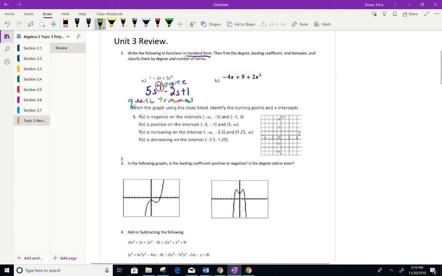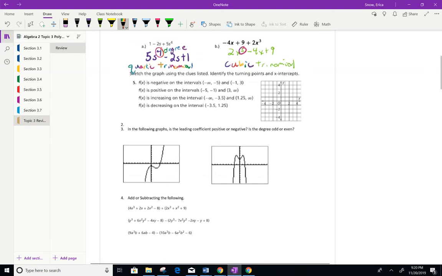Our next one is going to be 2x cubed minus 4x plus 9. This is also a trinomial. Trinomial means that there's 3 parts. It is a cubic trinomial of the 3rd degree.